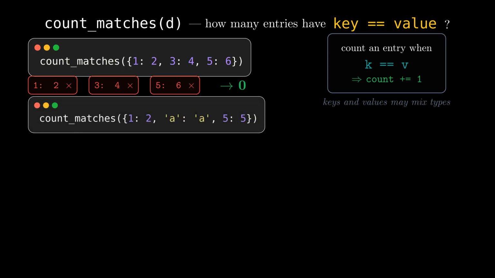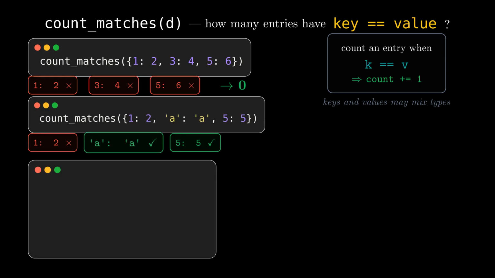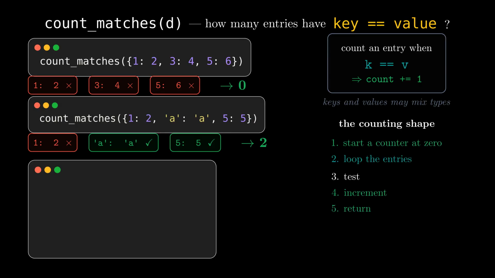The second maps 1 to 2, the string A to the string A, and 5 to 5. Here the string A equals itself, that's 1 match, and 5 equals 5, that's a second, so it returns 2. The solution follows the counting shape we always use. Start a counter at 0, then loop, test, increment, and return.